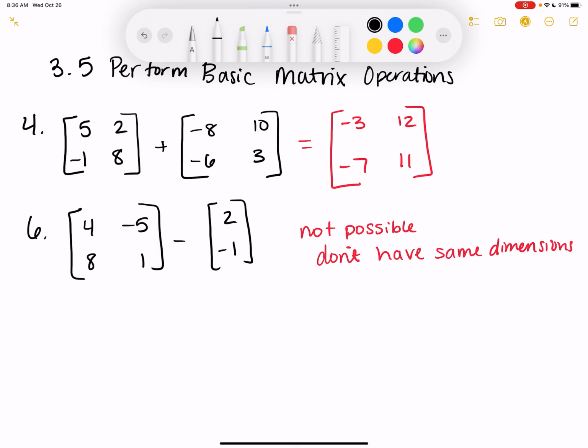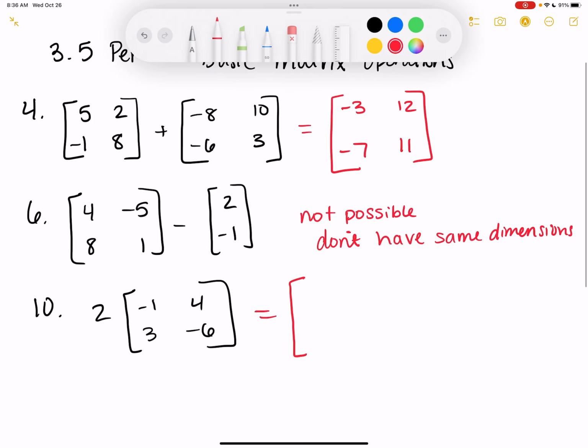Scalar multiplication, number 10. I've got 2 times the matrix -1, 4, 3, -6. In this case, we just multiply 2 by each piece. So we're still going to get a 2 by 2 matrix. 2 times -1 is -2. 2 times 4 is 8. 2 times 3 is 6. 2 times -6 is -12.